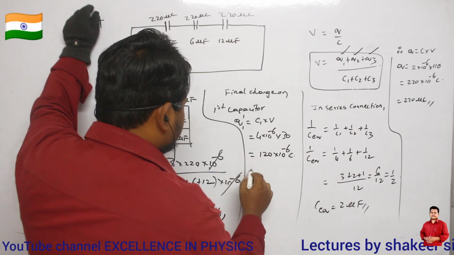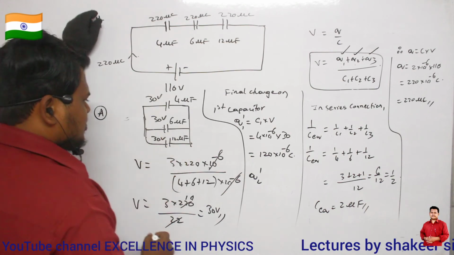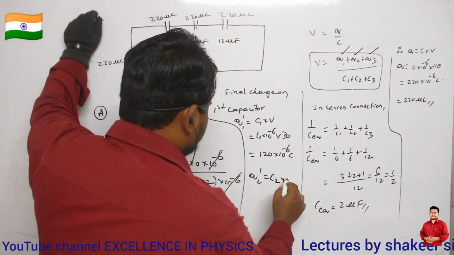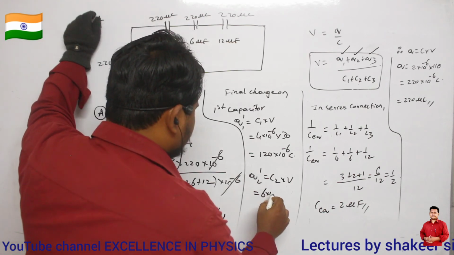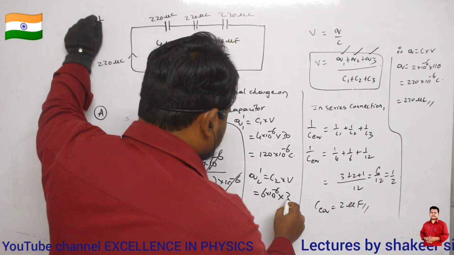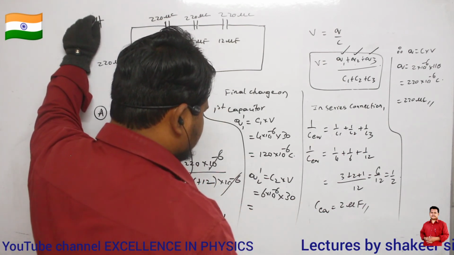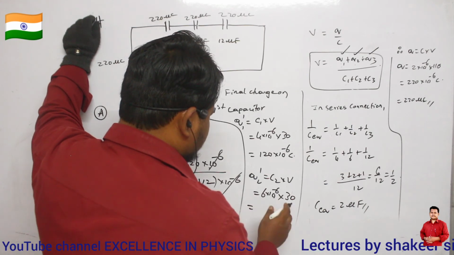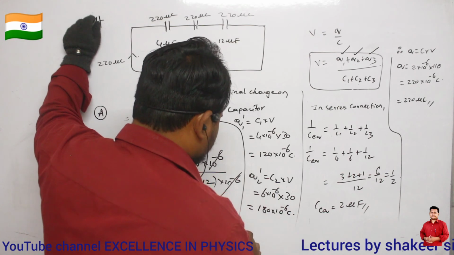Clear? Similarly, the final charge on the second capacitor. Again Q is equal to C2 into V. The capacitance is 6 into 10 power minus 6, multiplied by the common potential, 30. So 6 into 30 is 180. So 180 into 10 power minus 6 coulombs of charge.